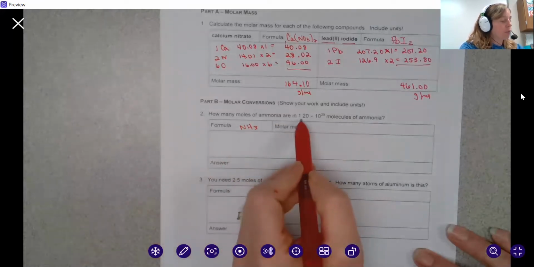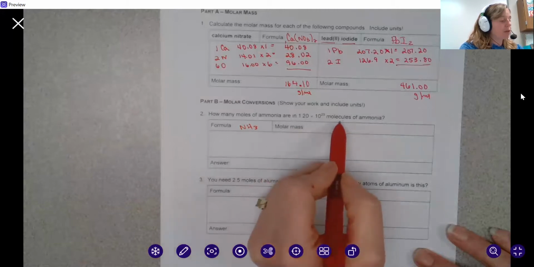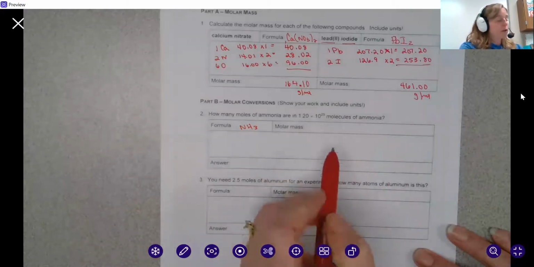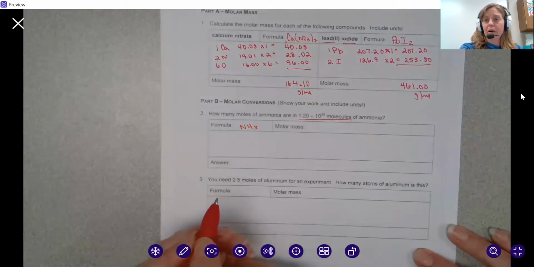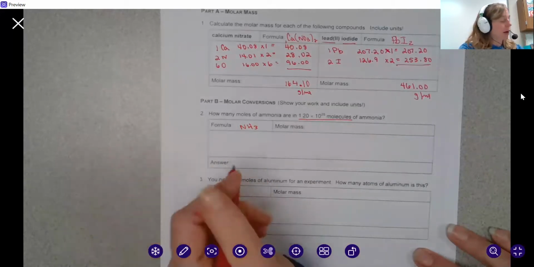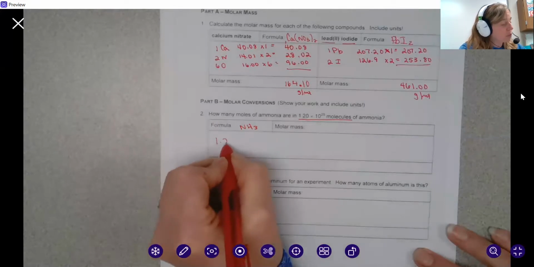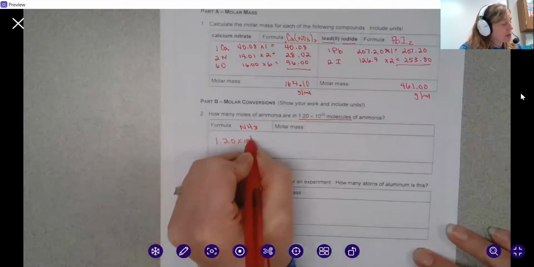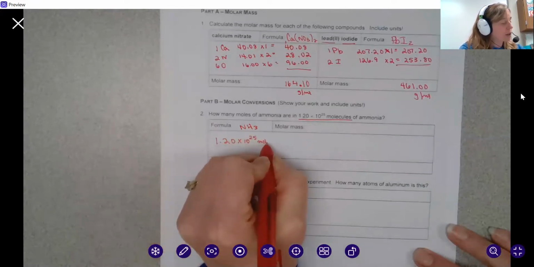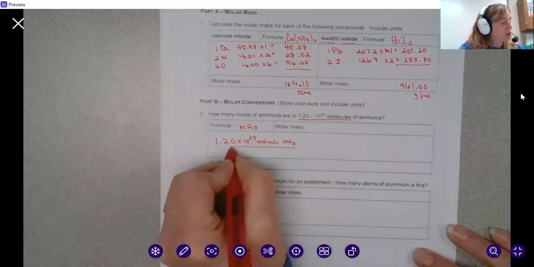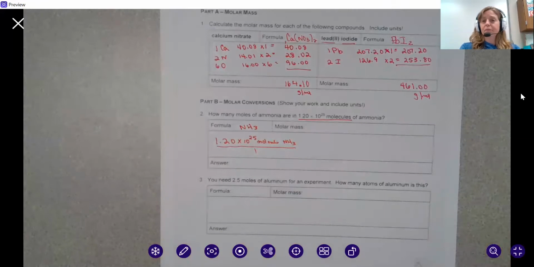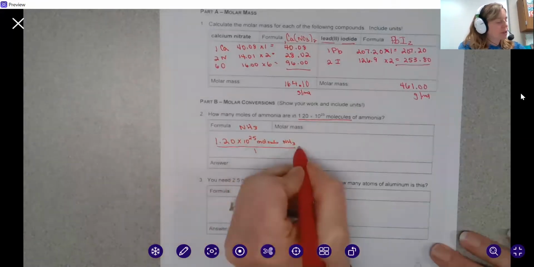There are 1.2 times 10 to the 25th molecules of ammonia. Now remember, in a problem like this, you're always going to start out with what you were given. So in this problem, we were given 1.20 times 10 to the 25th molecules of NH3, and that's all over 1. You don't have to put it over 1, I just like to because I'm dealing with ratios.